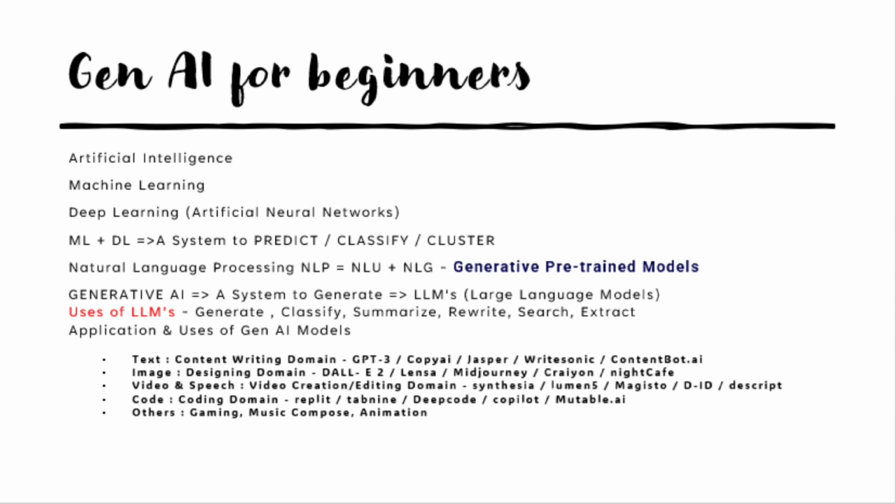Basically it starts with artificial intelligence, then machine learning, and then deep learning, where systems can predict, classify and cluster. That was not up to the mark, so they added natural language processing, so it can process what you are saying in natural language, the way a human being naturally interacts with you. In the same way, the system is going to interact with you. That type of processing is involved in these models, so they are called generative pre-trained models.